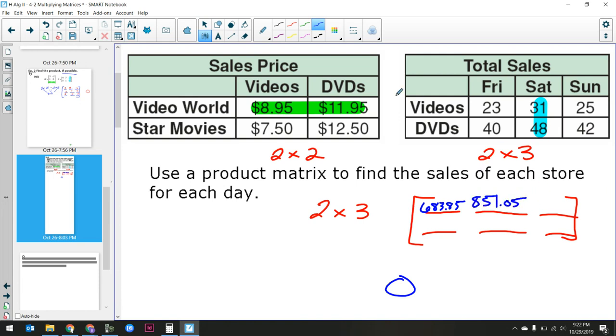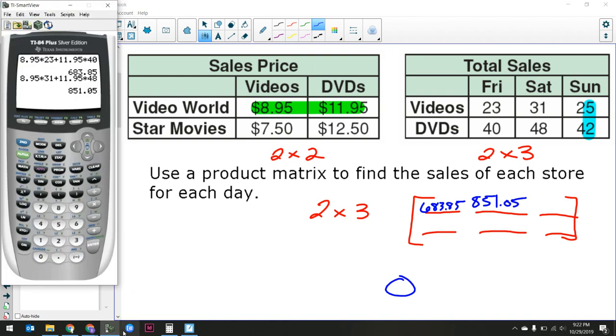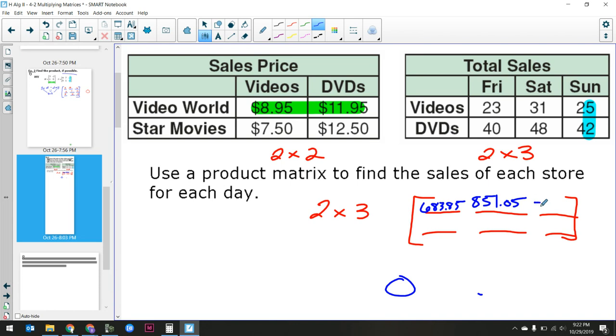Okay. And now this guy is row 1, column 3. So I'm going to go back to my calculator and do 895 times 25 plus 1195 times 42. That's 725.65. Again, sorry if I punched something in wrong.